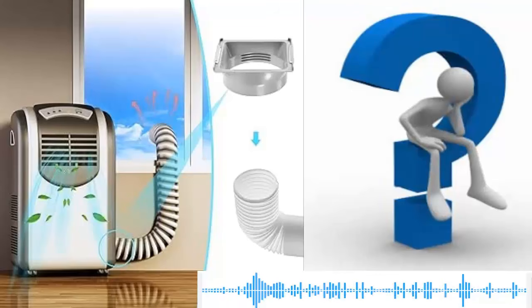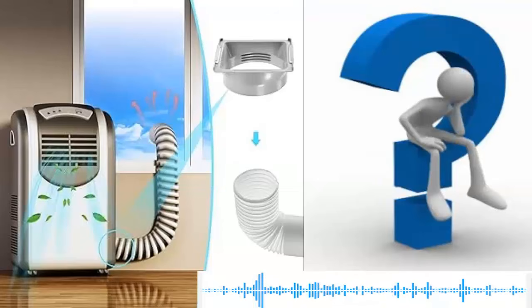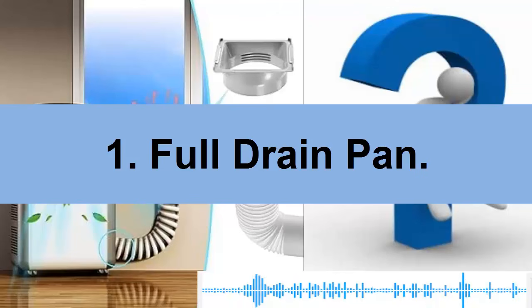Today we present 5 common issues in portable air conditioning units that are easy to resolve. Issue number 1. Full drain pan.